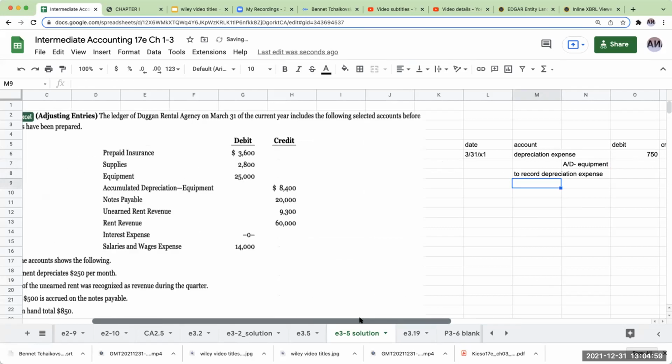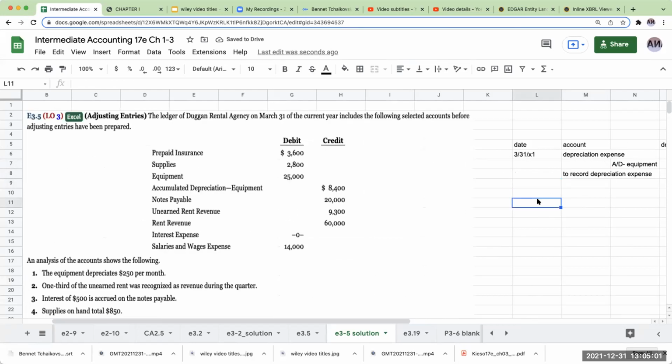This is why I don't like a lot of the textbooks in accounting, because the questions don't require a journal entry explanation.